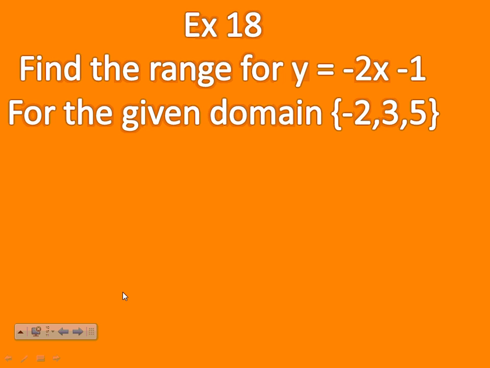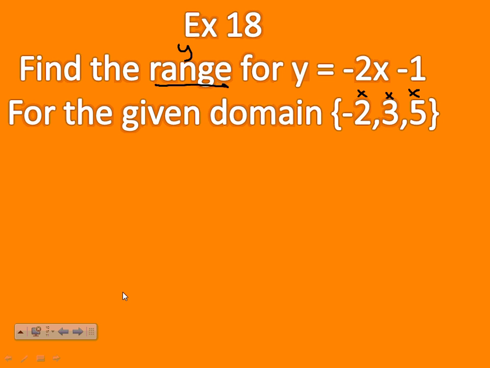This one says, find the range for y equals negative 2x minus 1 for the given domain. What does that mean, given domain? They're giving us the x's. So what's negative 2? Negative 2 is an x, 3 is an x, and 5 is an x. And if they're asking you for the range, they want to know the y values.